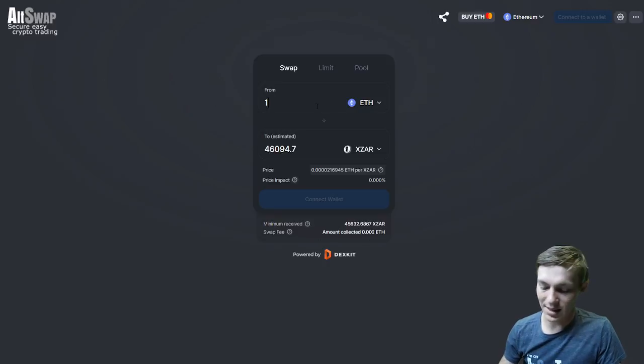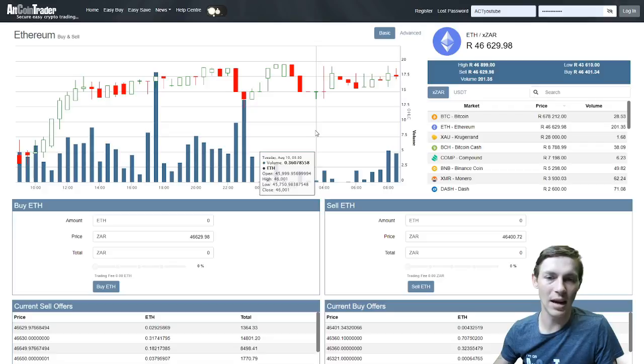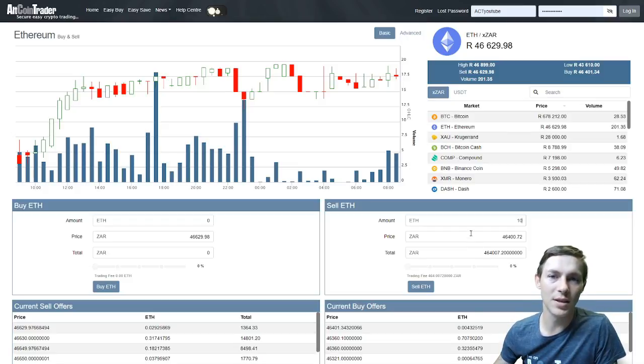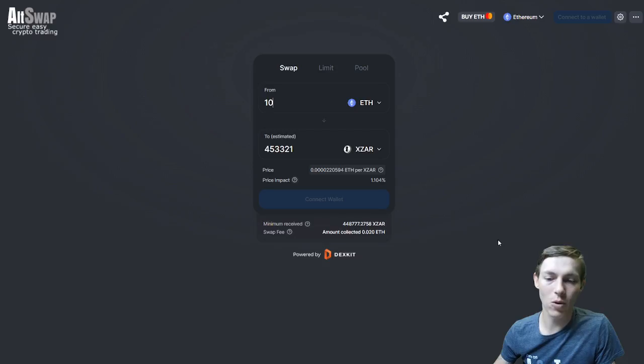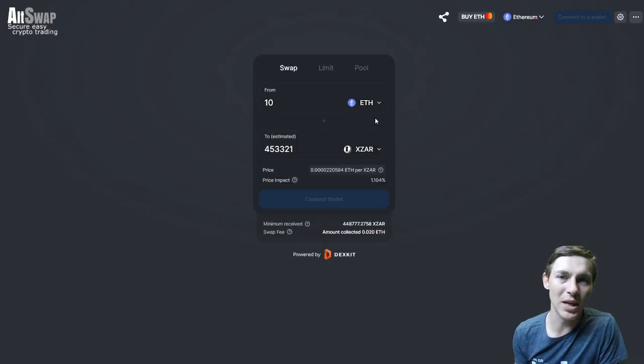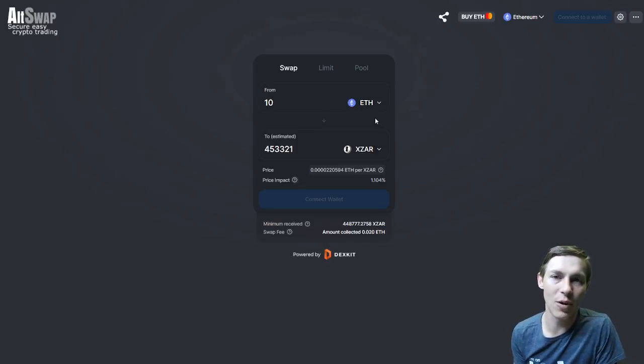If I were to buy 10, that would cost me 453,000 Rand. And again, if I go to Altcoin Trader and I were to sell those 10, it would make me 464,000 Rand. As you can see the difference there, 464 and 453, that is 11,000 Rand profit that could be made by using arbitrage. So this is what it means to arbitrage, guys, and this is how we arbitrage.